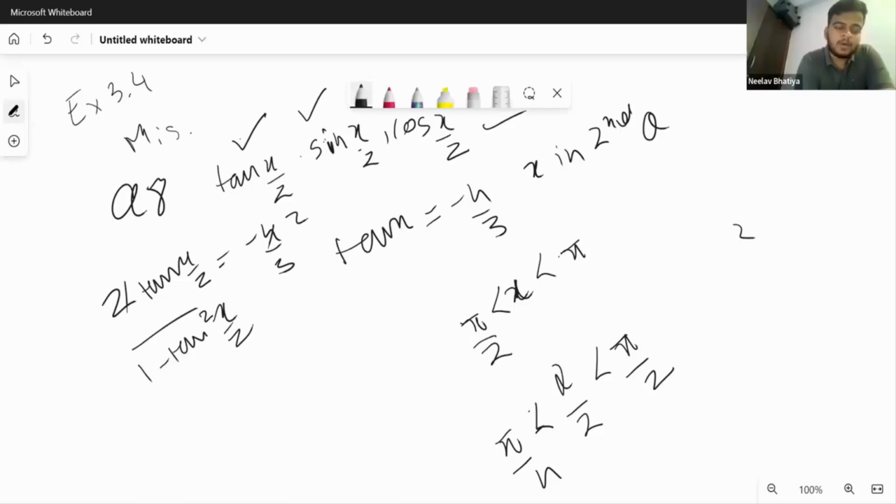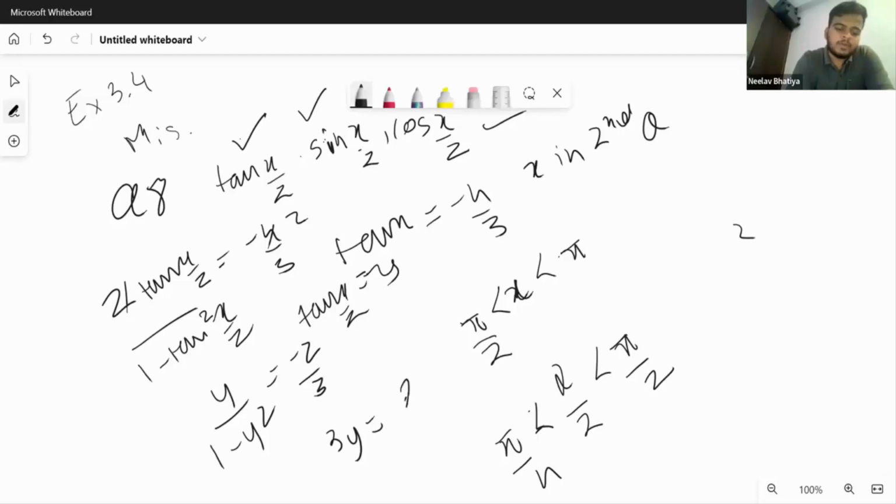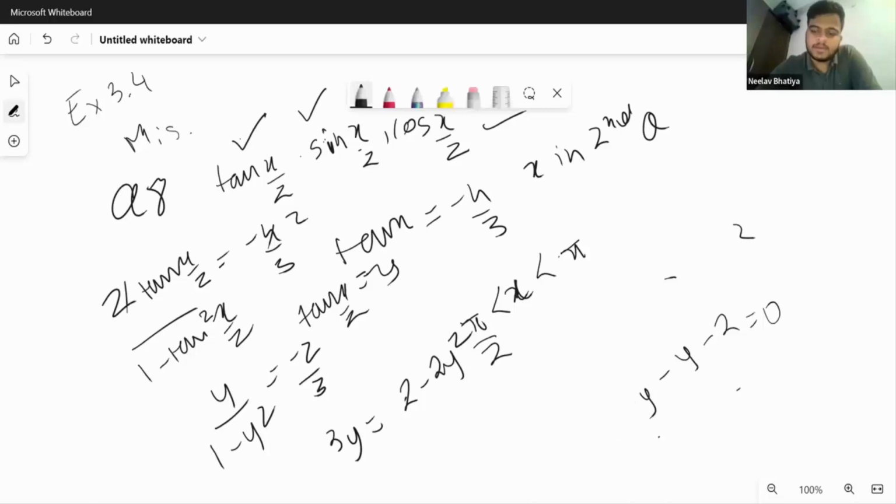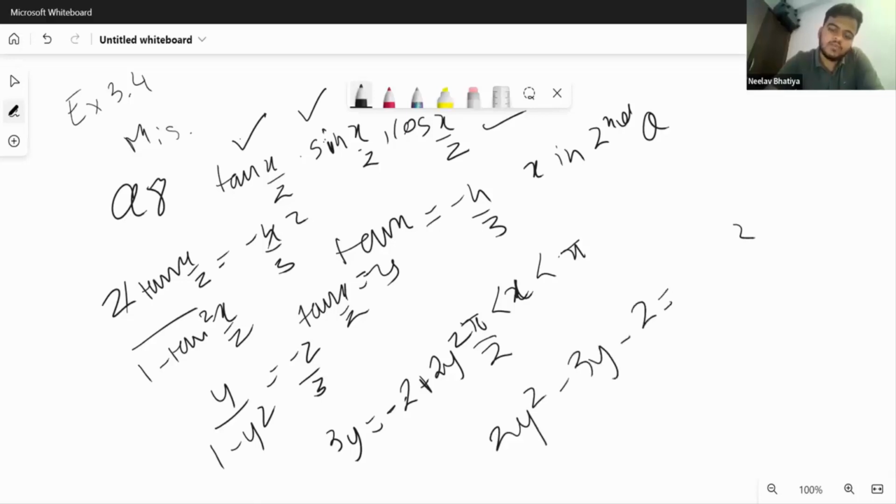I can now, for the sake of solving this quadratic equation, assume tan x by 2 equal to y. Correct. So I have y upon 1 minus y square equal to minus 2 by 3. I take the negative sign out common. I have 3y equal to 2 minus y square. That makes sense? Made some mistake in multiplying it. That's why I'm not able to get it correctly. So multiply minus 2 here, you get minus 2 and this is this, correct? So I get 2y square minus 3y minus 2 equal to 0, correct?